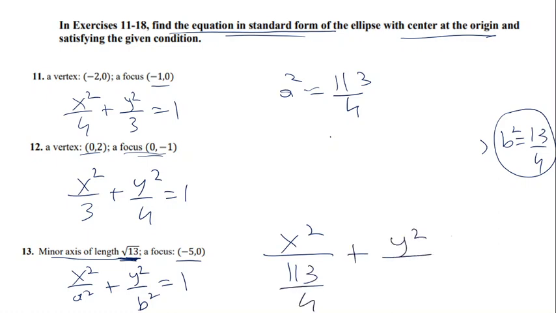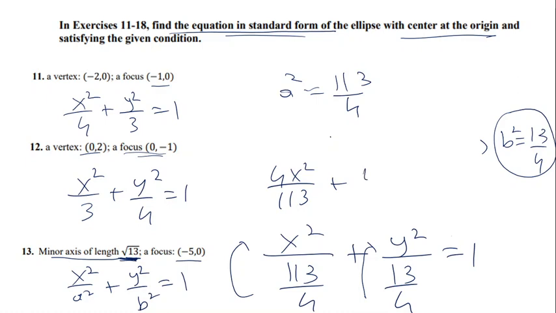And y squared over 13 over 4 is equal to 1. I mean, you can flip them and you can do this job. Okay, let's do it like 4x squared over 113 plus 4y squared over 13 is equal to 1. So this is the equation for this ellipse.